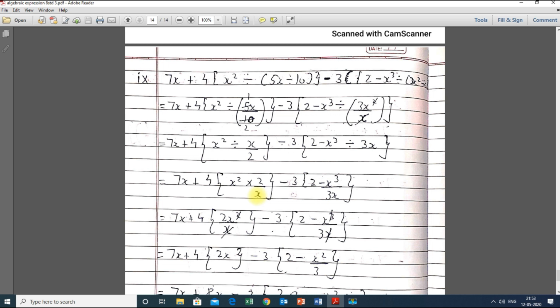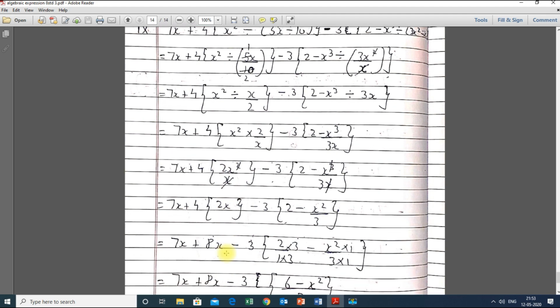Now 2 into x square becomes 2x square, and upon x will be as it is. Here also x cube upon 3x I wrote as it is. Then I cancel x over here and 1x from here. When I cancel 1x, then 2x will be left. Therefore 2x square over here. So x square upon 3 will come over here. And over here 1x and 1 more x will get cancelled. Therefore only 1x is left. It is 2x over here.